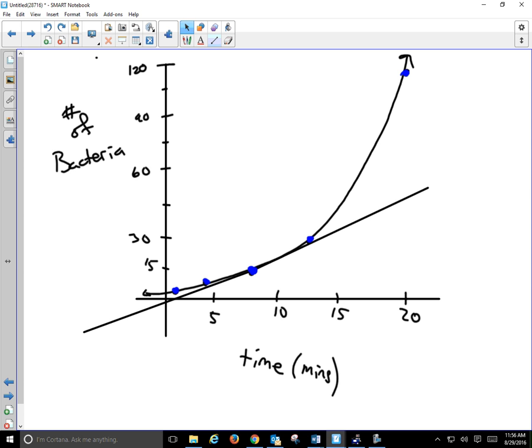If I connected the first one and the last one, do you think that would be a good approximation for the slope of the tangent line? How about if I picked the fourth one and the fifth one? Do you think that would be? Which two do you think I should pick? So you would say the third and the fourth. I think the third and fourth would be a pretty good choice.